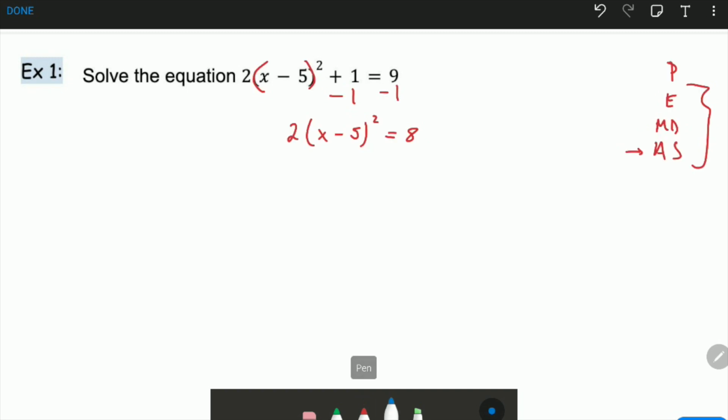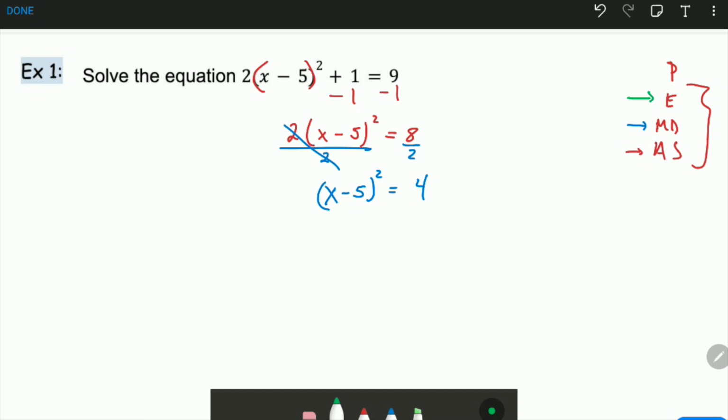From here, we'll get rid of multiplication and division. So getting rid of the times 2, we're going to divide both sides by 2. Leaving us with x minus 5 squared equals 4.